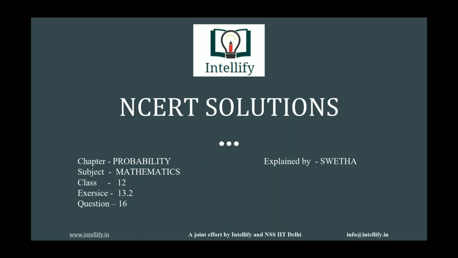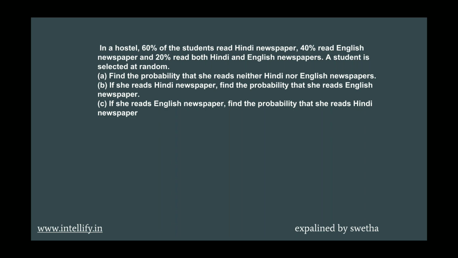In this lecture we are going to learn about probability of class 12 exercise 13.2 question number 16. In a hostel, 60% of the students read Hindi newspaper and 40% of them read English newspaper and 20% of them read both English and Hindi newspapers. A student is selected at random. First question is, find the probability that she reads neither Hindi nor English newspapers. Second question is, if she reads Hindi newspaper, find the probability that she reads English newspaper. And third question is, if she reads English newspaper, find the probability that she reads Hindi newspaper.